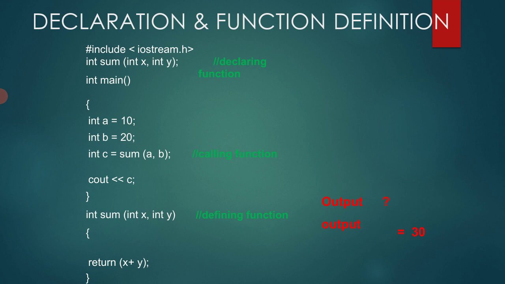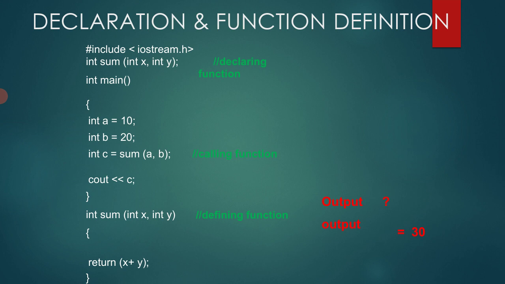Again, in the function definition, integer is the return type, sum is the name of the function, integer x and integer y are the parameters, and the body of the function is return x plus y. So it means the logic of the program is it will add two numbers x and y and return the value. So this is function definition.